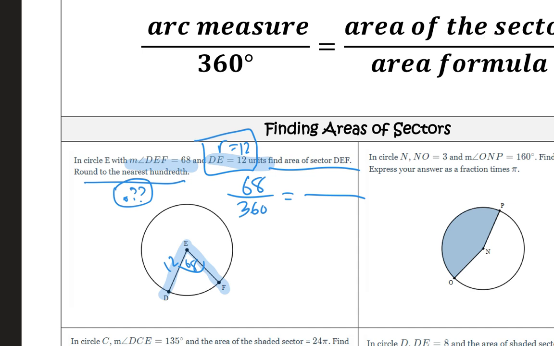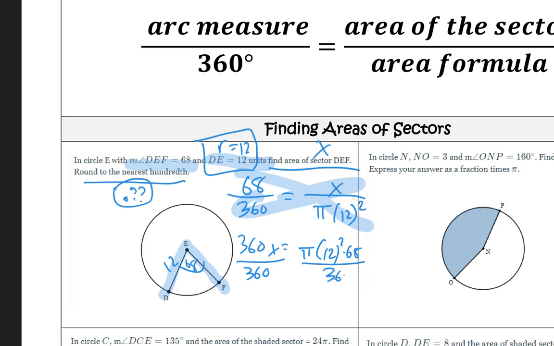Then the area of the sector, that's what we're trying to find, that's our x. Let's put that over there. And then pi times the radius squared, right? So instead of the radius, we're going to put 12 right over there. Now let's do our cross multiplication. So 360 times x gives us 360x equals pi times 12 squared times 68, all being multiplied. Now we're going to divide each side by 360.